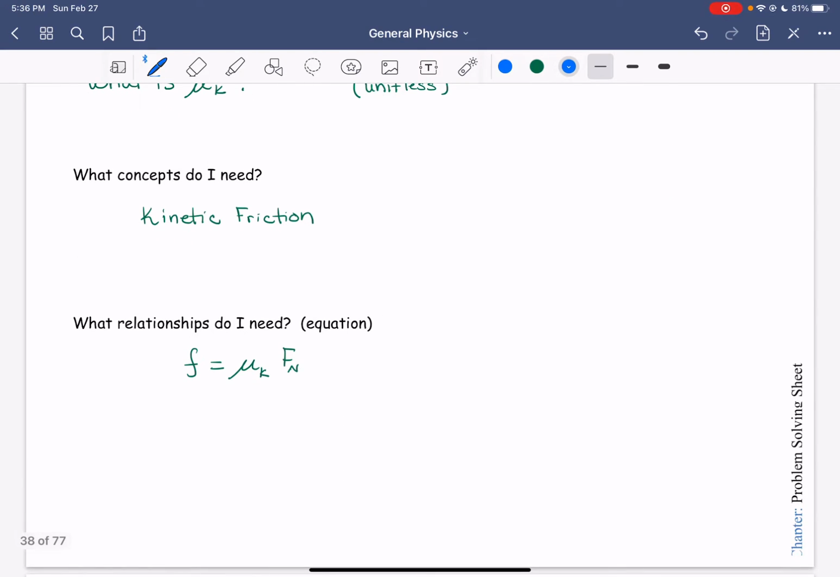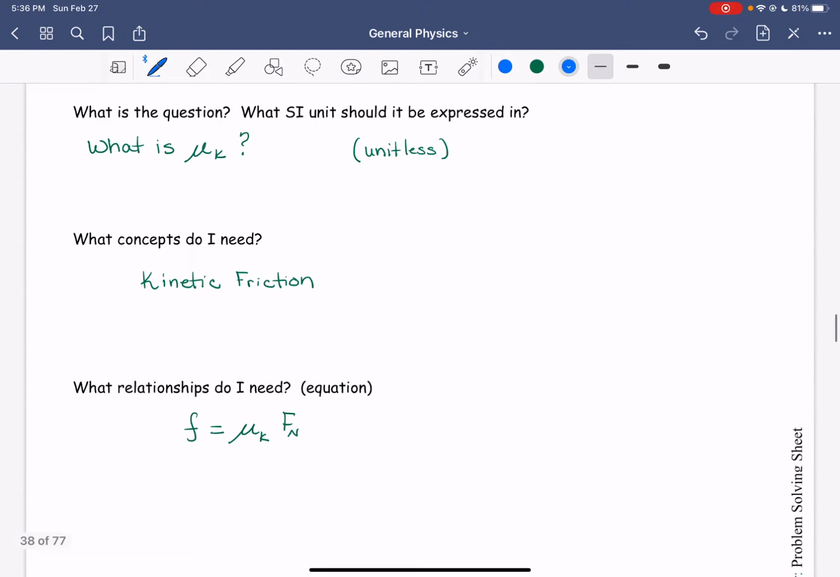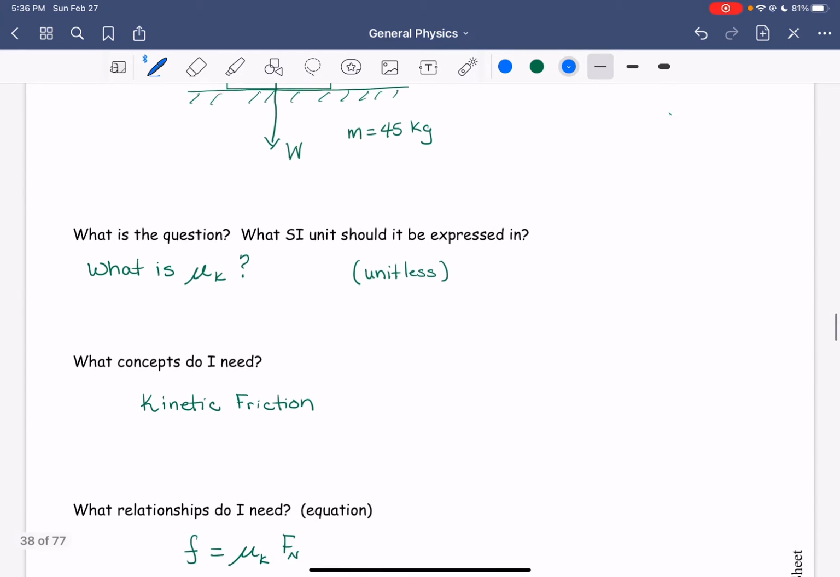So the question is then, what concept do I need to answer that question? I'm going to use kinetic friction, or friction, to answer that question. What relationship do I need? I'm going to use the relationship that the frictional force is equal to the coefficient of friction times the normal force. Lowercase f is equal to mu sub k times F_N. Okay, so that's focusing the problem.